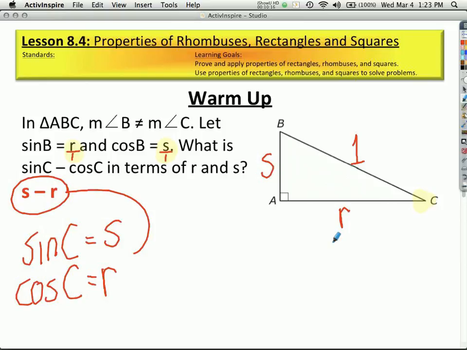Okay. But you said you had the letters flip-flopped? Yeah. Okay, do you understand why it has to be this way? Oh, okay, good. Good, I'm glad. Okay, Brandon?